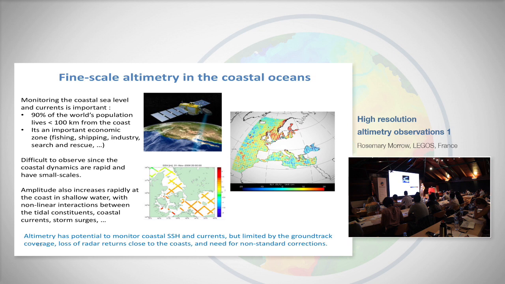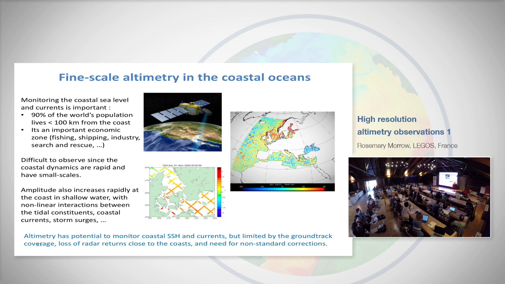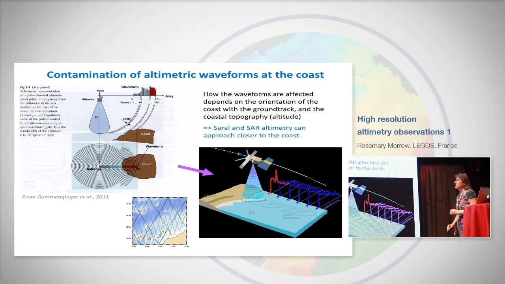and so corrections or models that are applied for the global data are not necessarily very well adapted for the coastal zone. So for a large number of reasons, the fact that we lose information as we approach the coast with our altimeters and the corrections that are not particularly well adapted, we have these gaps in the standard altimetric products when we get around the coastal zone. So that's due to a number of different things.